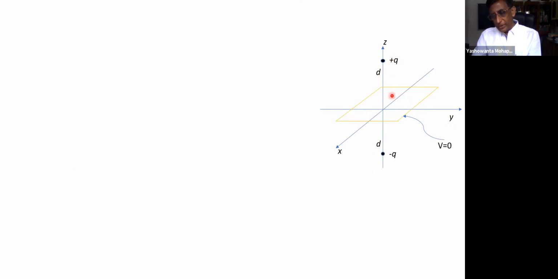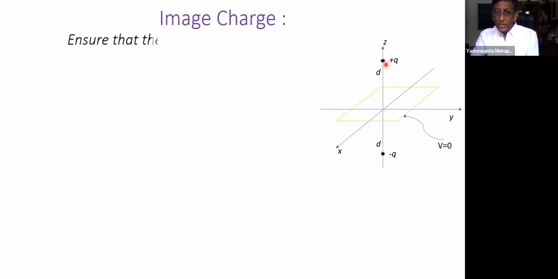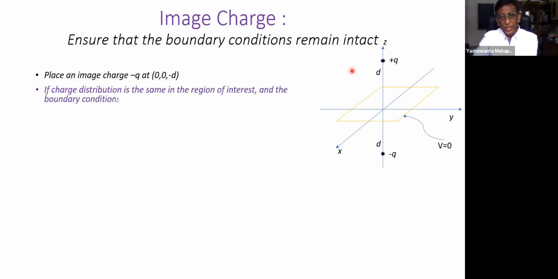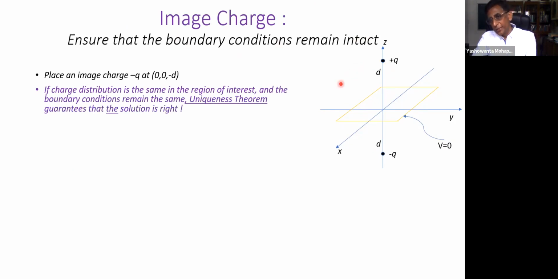The uniqueness theorem tells us that by placing minus q, if I can get the boundary conditions satisfied, and my plus q is where it is required, then this is indeed the solution. So how much is the image charge? We have ensured that the boundary conditions remain intact. By putting a minus q at (0, 0, minus d), if the charge distribution is the same in the region of interest and the boundary conditions remain the same, the uniqueness theorem guarantees that the solution is right. So in this case, the solution is indeed right.